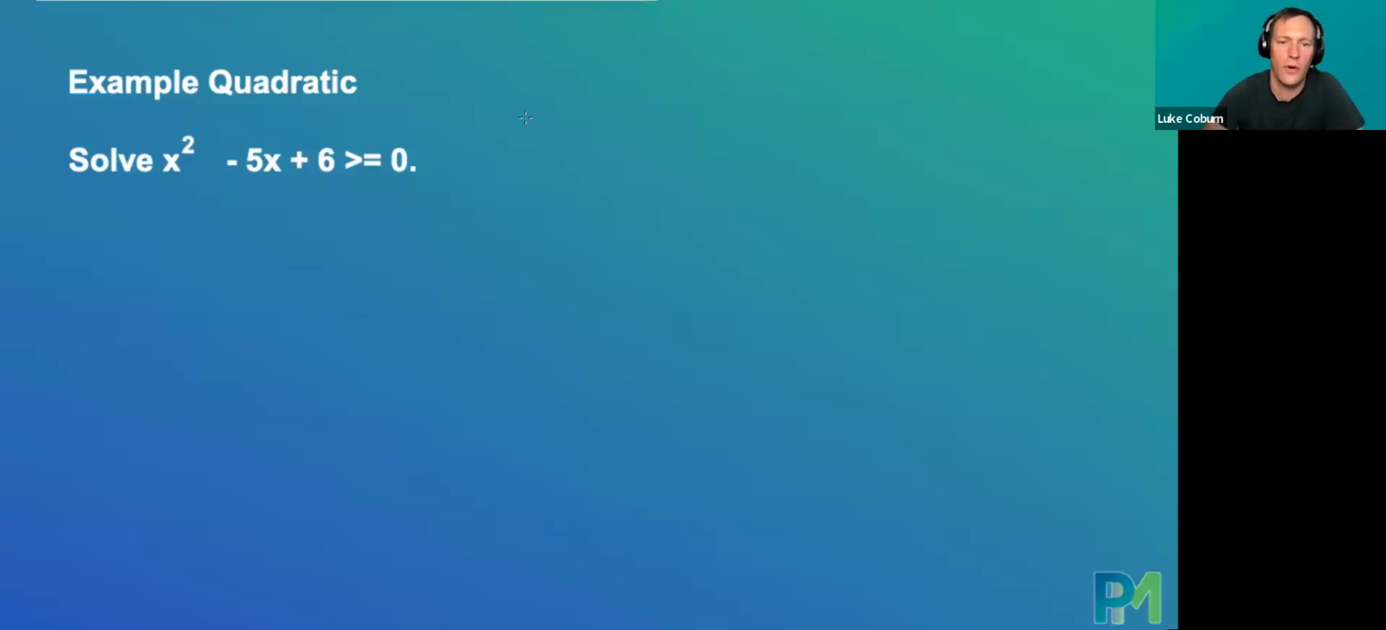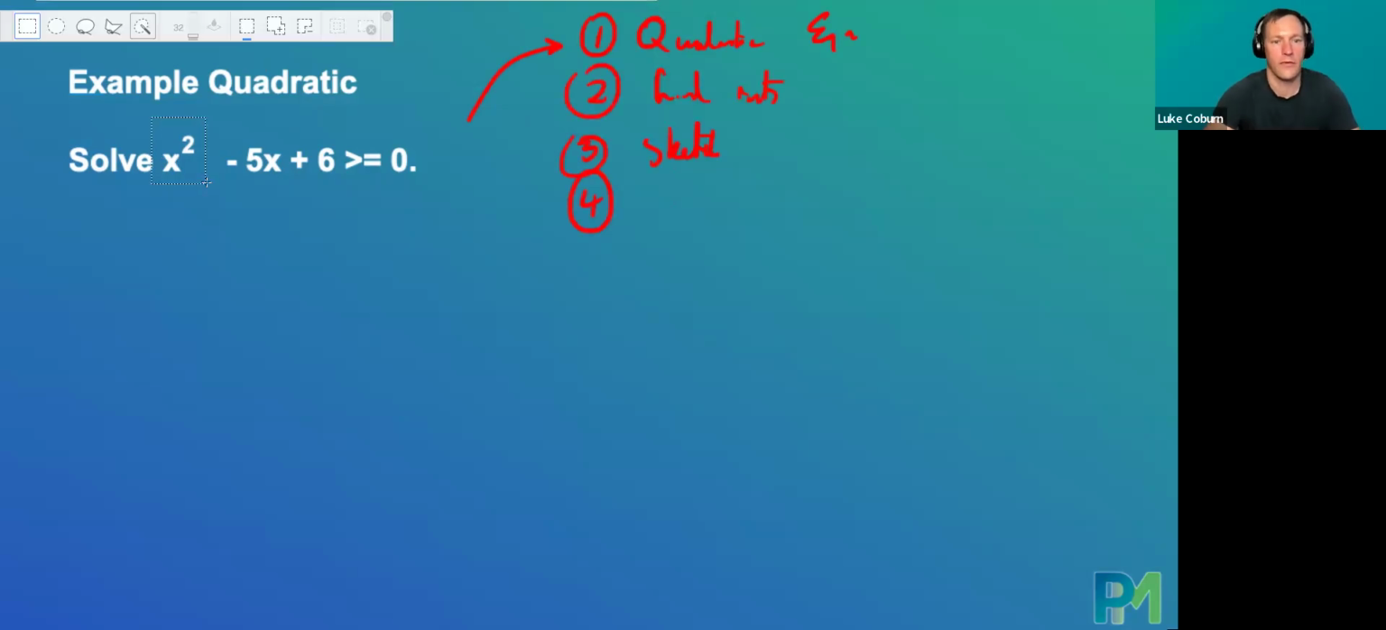Now, what I'm going to do when I do these things is, step 1, I'm going to make a quadratic equation. Step 2, I'm going to find the roots of that. Step 3, I'm going to sketch it. And then step 4, I'm going to go back and consider what all this inequality business is doing. So let me just fix this.